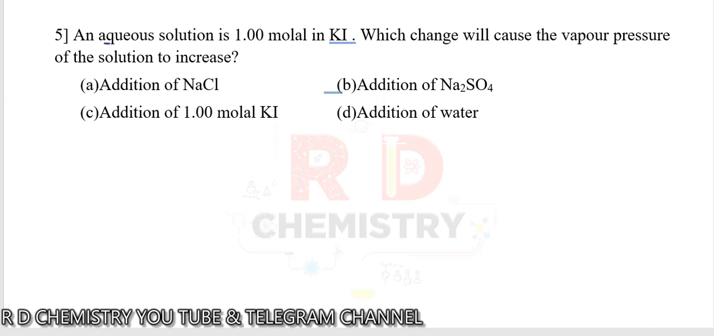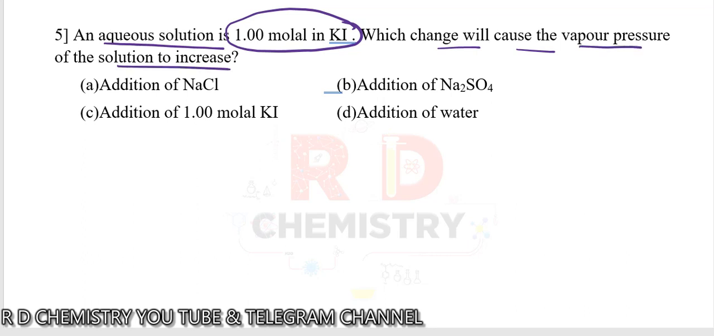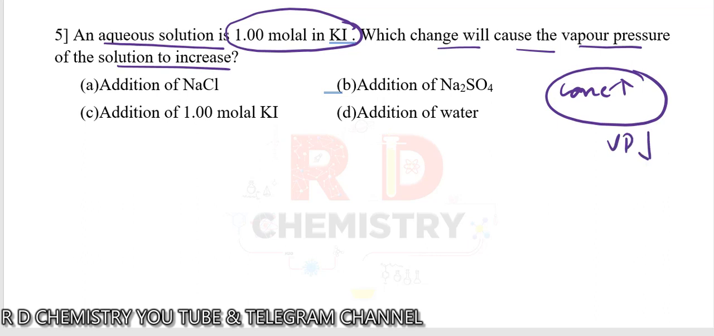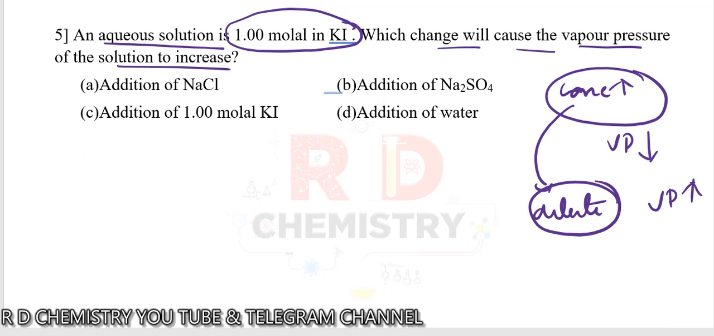Question number 5. An aqueous solution of 1 molar in KI, which will cause the vapor pressure of the solution to increase? Remember students, as the concentration of the solution increases, its vapor pressure decreases, which means if I dilute the solution, its vapor pressure increases because more and more solvent will try to vaporize, giving more pressure, right?